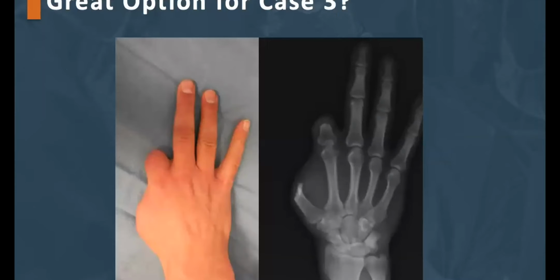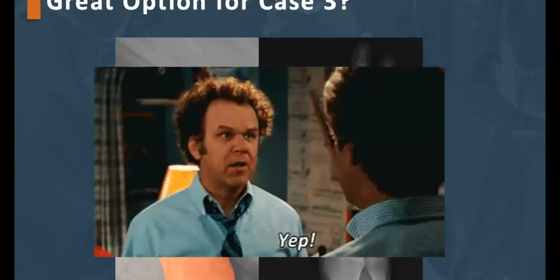So for case 3, I think an on-top-plasty for this patient would be a wonderful option, deepening that first web space with the index finger osteotomy and transposition.